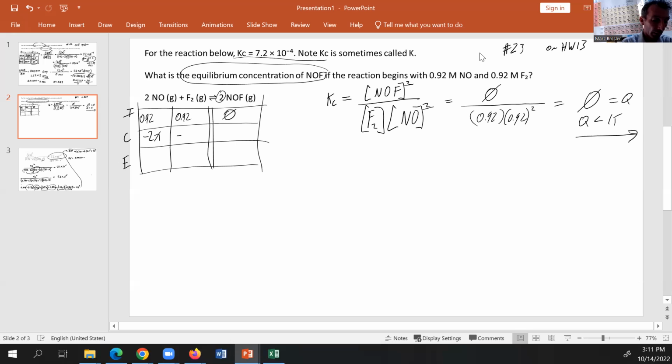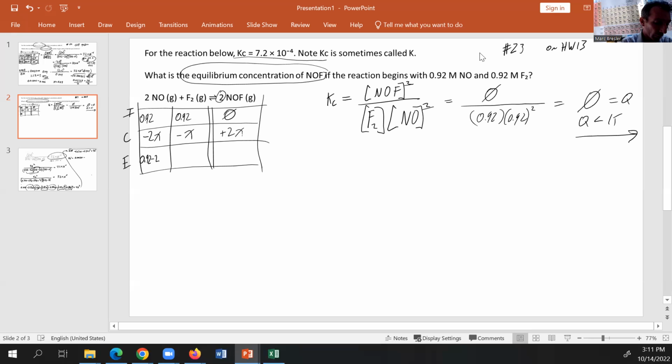So you subtract x and add x. So notice I'm putting a 2x here and a 2x here. That's because there's a coefficient here. So for each 1 mole of F2 consumed, you're going to need 2 moles of NO, and you'll produce 2 moles of NOF. So that's one way to do that. Sometimes you'll see it as 1, 1.5. I don't really like working with those fractions, so I just stick to this way. It's a lot easier.